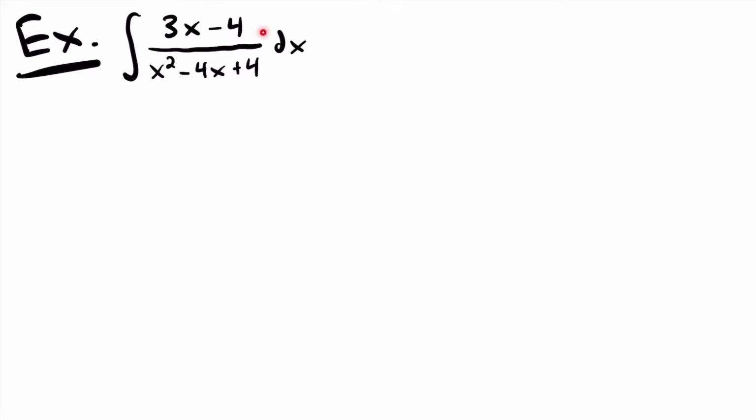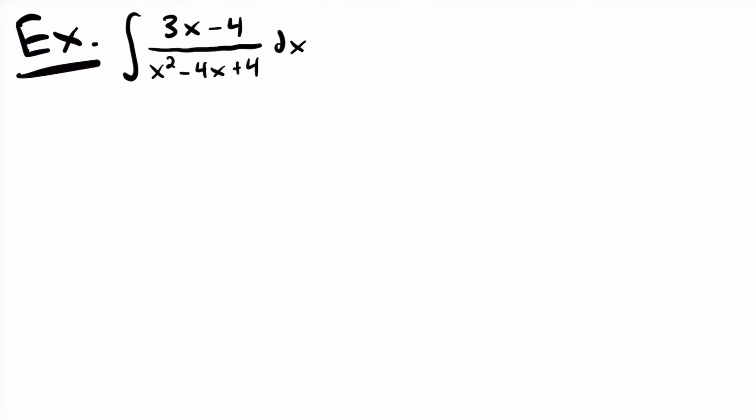All right, so here's our next example. We have the integral of 3x minus 4 divided by x squared minus 4x plus 4 times dx. Now this is another integral of a rational function where in its current state, we cannot integrate it. And so we need to break it up into partial fractions.